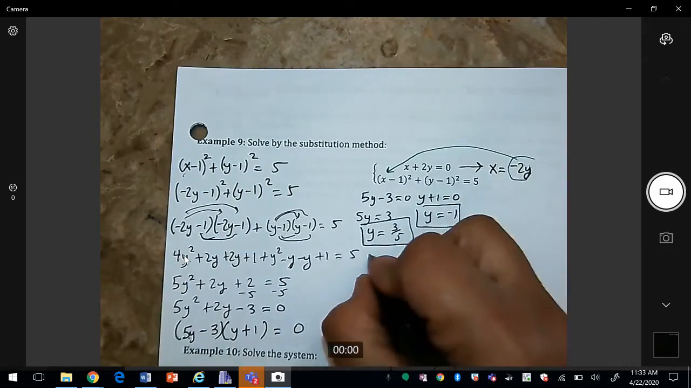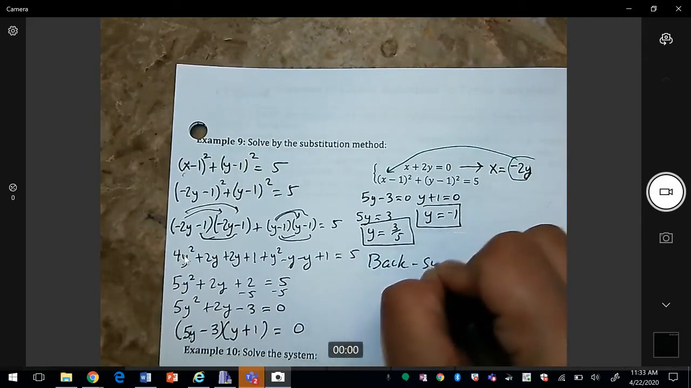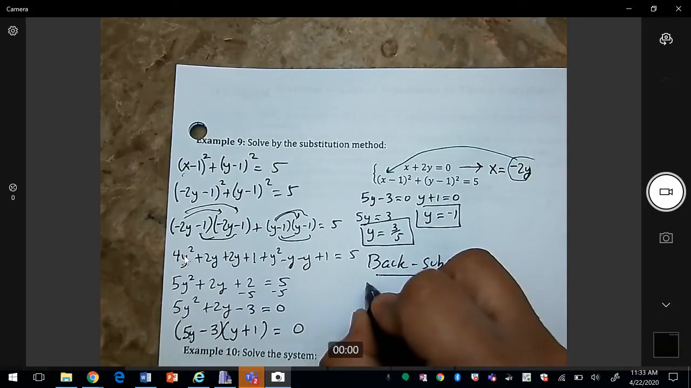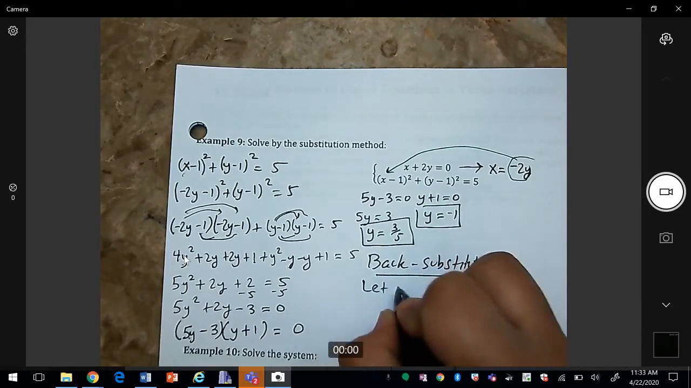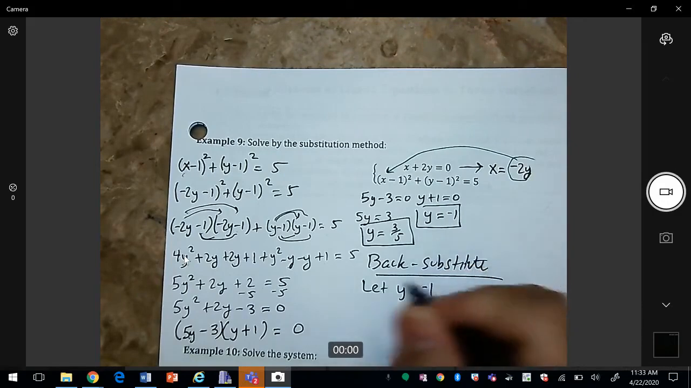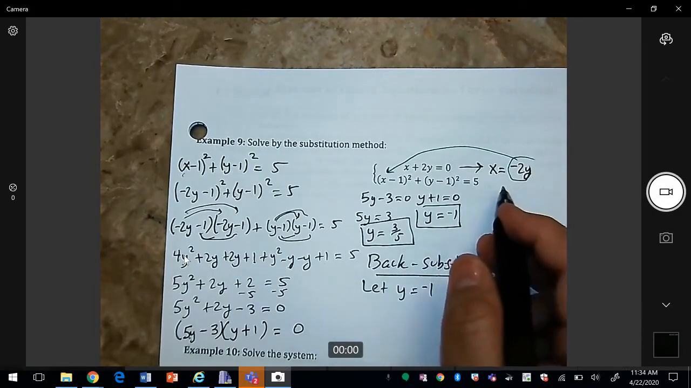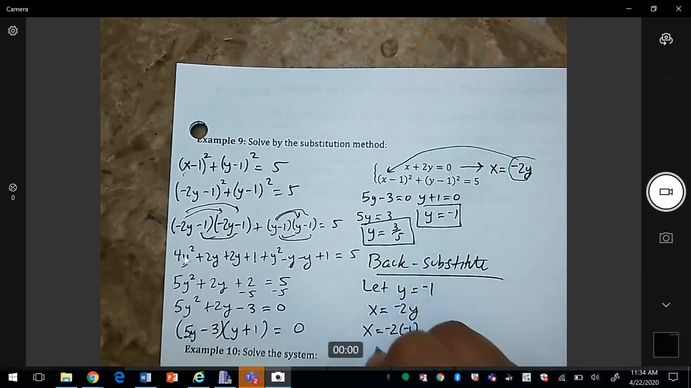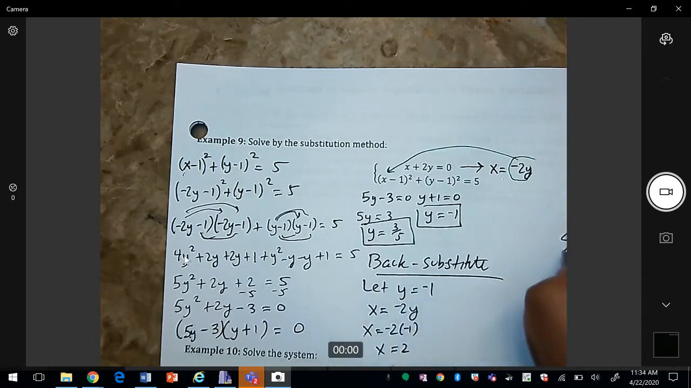So now we have to back substitute. So let's check y equals negative 1 first. I'm going to use the first equation, this one here that I rewrote. So if y is negative 1, then x is going to be 2. So when x is 2, y is negative 1.